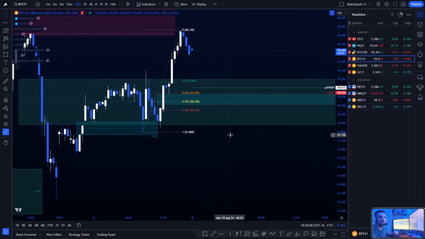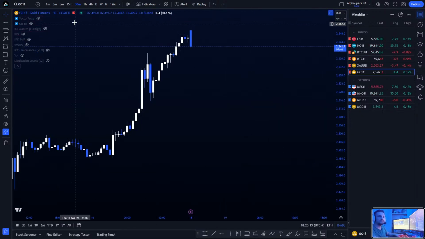I like how the 618 is basically on the dollar of the naked point of control. It's a $5 difference, 695 to 690. So I'm gonna keep that guy. Okay, let's go to gold.